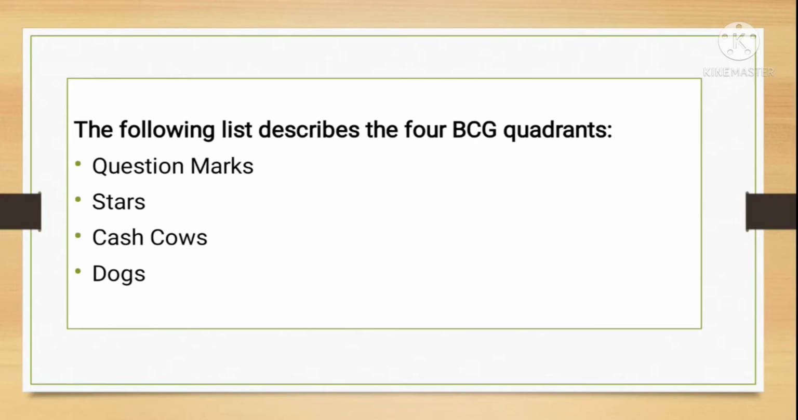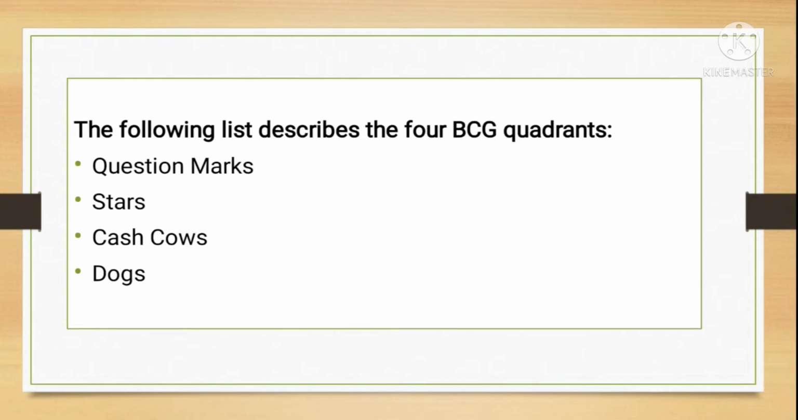Stars. Divisions in quadrant two, upper left, represent the organization's best long-run opportunities for growth and profitability and are therefore called stars. Divisions with a high relative market share and a high industry growth rate should receive substantial investment to maintain or strengthen their dominant positions. Forward, backward, and horizontal integration, market penetration, market development, and product development are appropriate strategies for the divisions to consider.